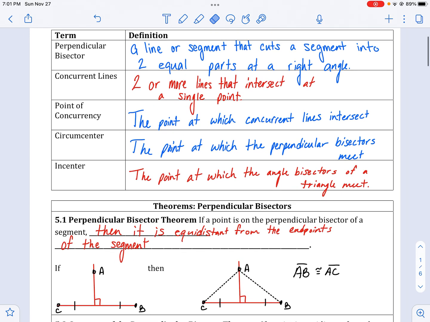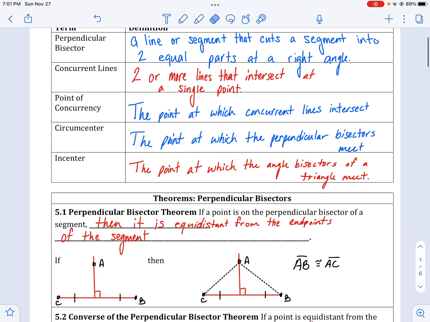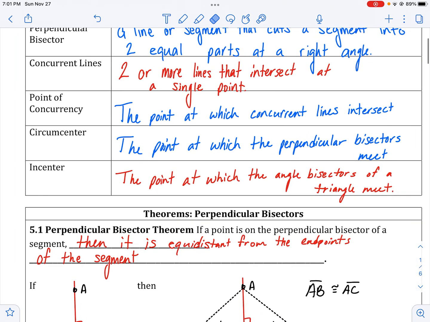So we're talking about perpendicular bisectors, angle bisectors. We've been working a lot with bisectors in our triangle congruence theorems. And when I have bisectors in a triangle, whether they're angle or perpendicular bisectors, we're going to find out that my bisectors all intersect at one point. And we call them different things based on what the bisector is.